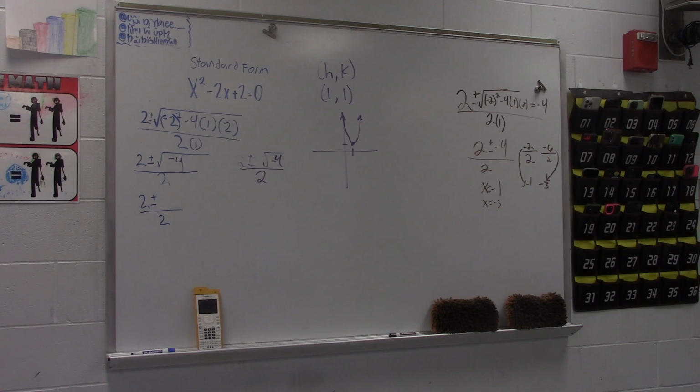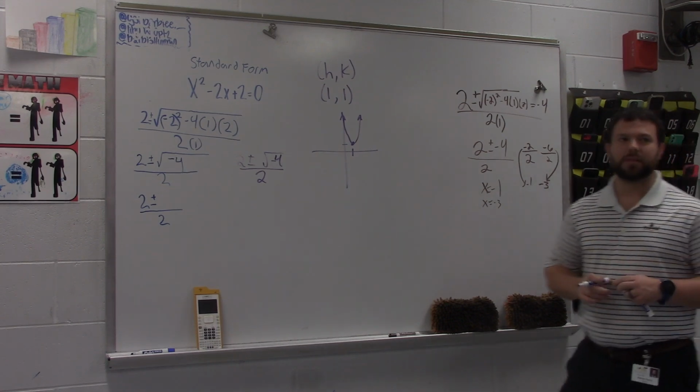So what's giving us trouble with that right there? The square root of -4, is that what you said? Yeah. So how do I deal with that square root of -4?